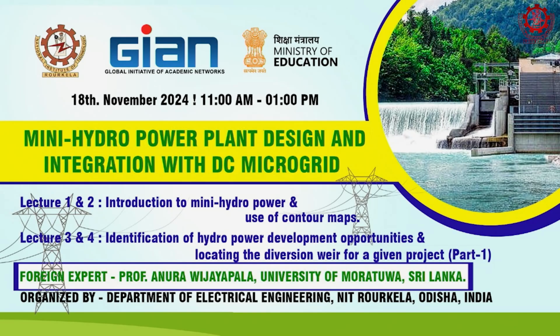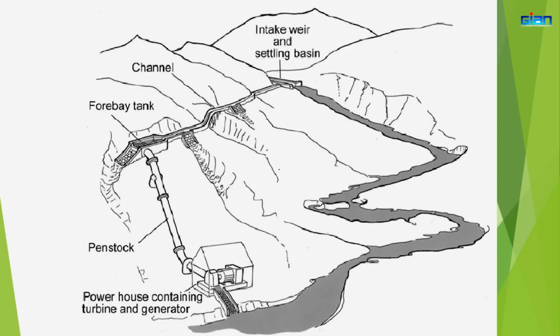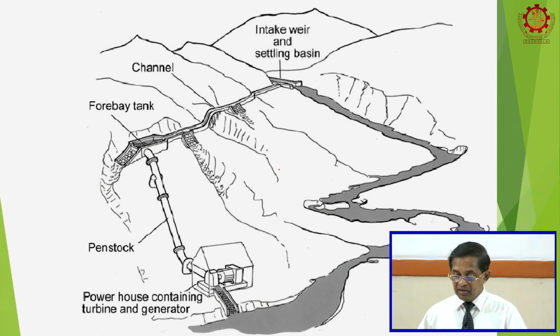Okay. Now, we will go to the second part of this lecture, that is identification of hydropower development opportunities and locating the diversion weir for a given project. So, with this background knowledge that we have already acquired, let us see how to do it in a more precise way when there are a number of opportunities, which one is better and how to decide on that, right. As we said earlier, this is a typical layout that we have been looking at of developing a run of river type small hydropower plant, right.